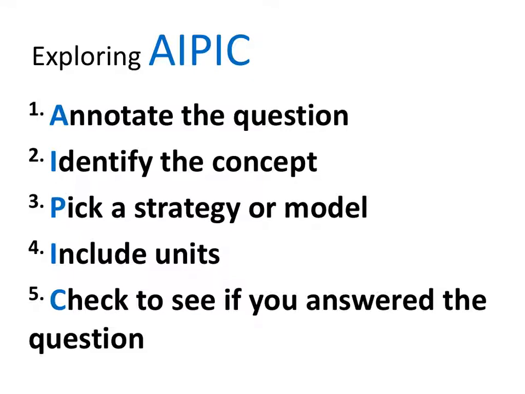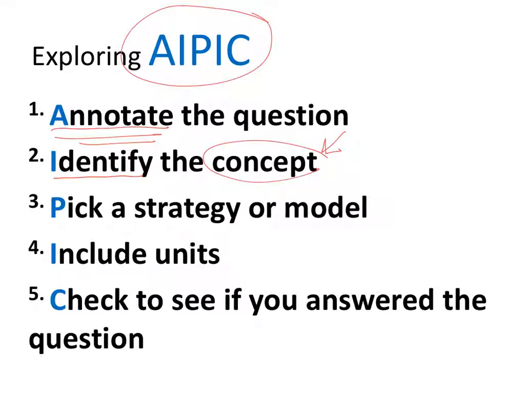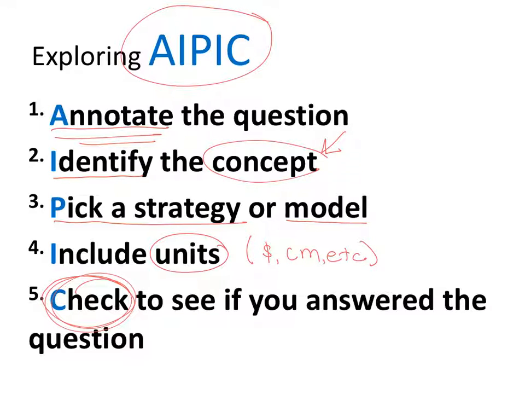We came up with a really cool name for it. It's called APIC. The A stands for annotate the question. I stands for identify the concept, and we'll talk about this in just a second. P stands for pick a strategy or a model in a problem. And we have I, including units. Now, units can be money, it can be centimeters, etc. Depends on the problem. And last but not least, we definitely need to make sure that we check to see if you actually answered the question in the first place.